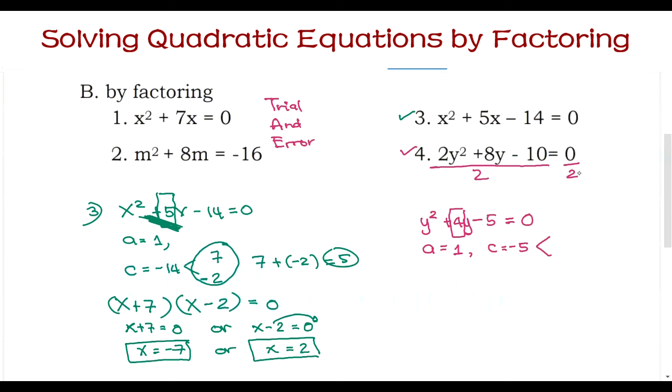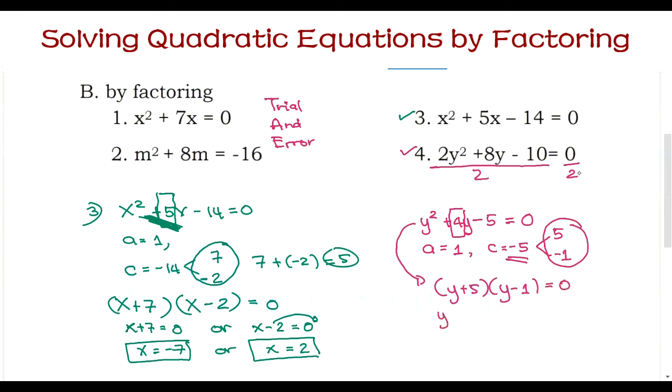Going back to the factors of negative 5. Ano yung factors ng negative 5? Okay? Such that when you add them, the answer is positive 4. Do you agree? It's 5 times negative 1. Right? Okay. So therefore, we can factor this as y plus 5. Okay, ginagamit ko to. Alright? Times y minus 1 equal to 0.